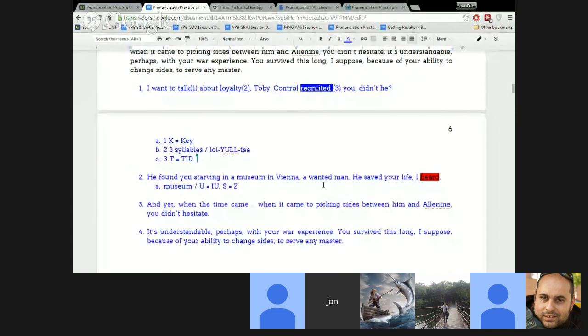Wanted. Wanted ends with a vowel? Vienna. Oh, really? So Joseph wrote "go." Vienna. Where's "go"? I don't see "go" in line 2. Maybe you're writing from another point, another sentence. You said Vienna, and you're right. So, Vienna, a wanted man.